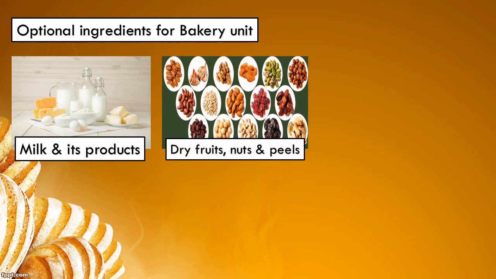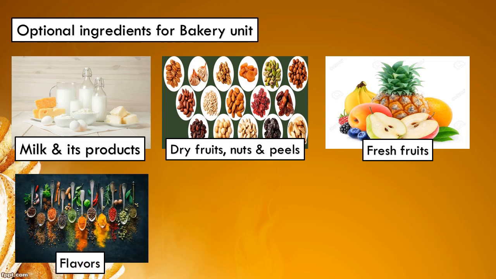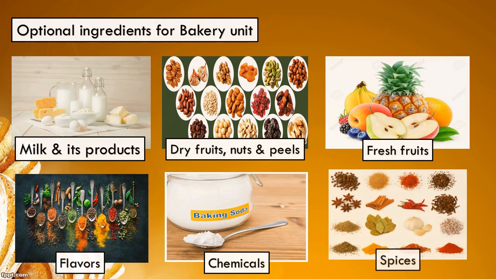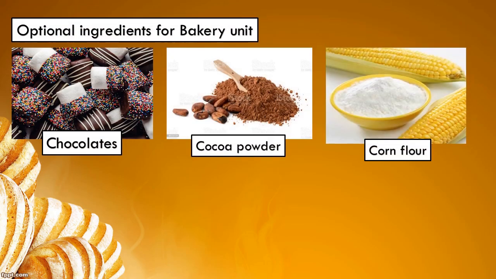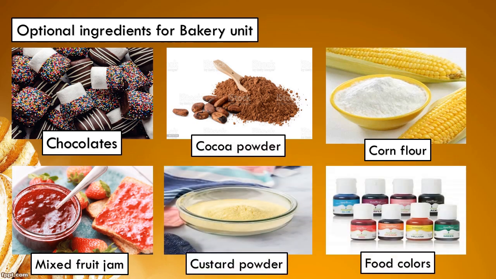The optional ingredients are milk and milk products, dry fruits, nuts and peels, fresh fruits, flavors, chemicals, and spices. Chocolates, cocoa powder, corn flour, mixed fruit jam, custard powder, and food colors are added optional ingredients. These optional ingredients, on the other hand, are added to improve the quality of the products. Let us now discuss each and every ingredient in detail.